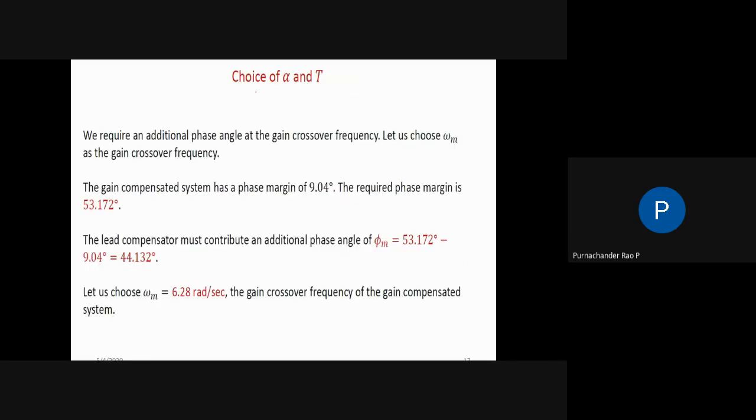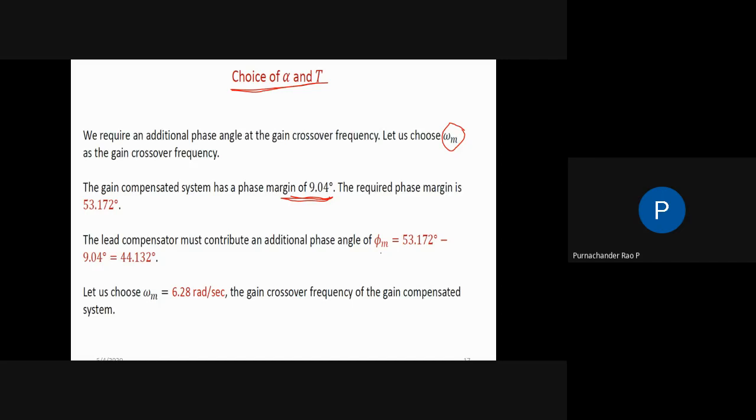Now, how to choose the values of alpha and the time constant T? Here we require an additional phase angle at the gain crossover frequency. So let us choose omega m at the gain crossover frequency. But here the compensated system has a phase margin of 9.04 only. The phase margin is 9.04, but the required phase margin is 53.172. This is the required phase margin in the given problem.